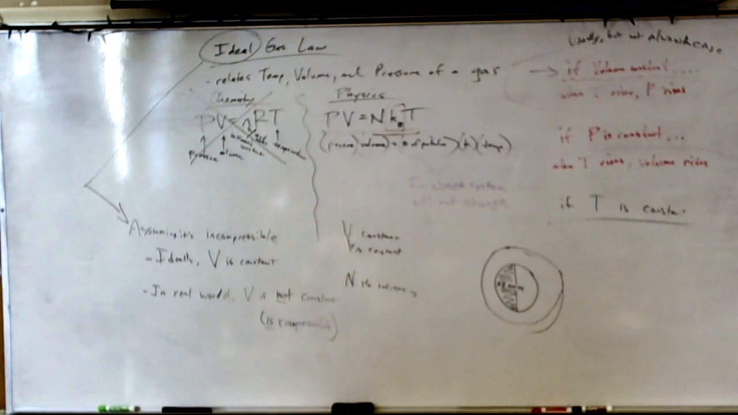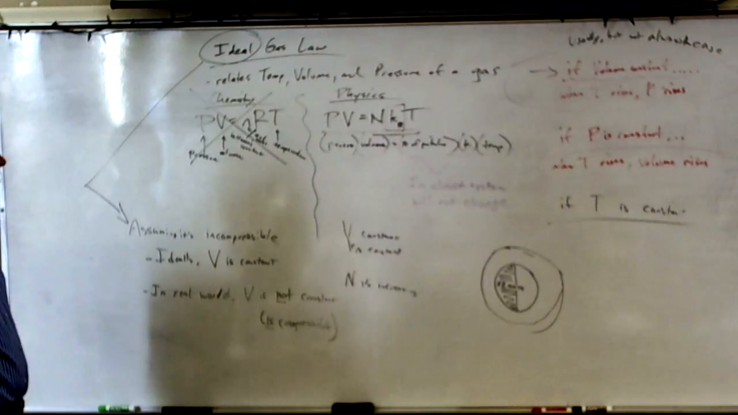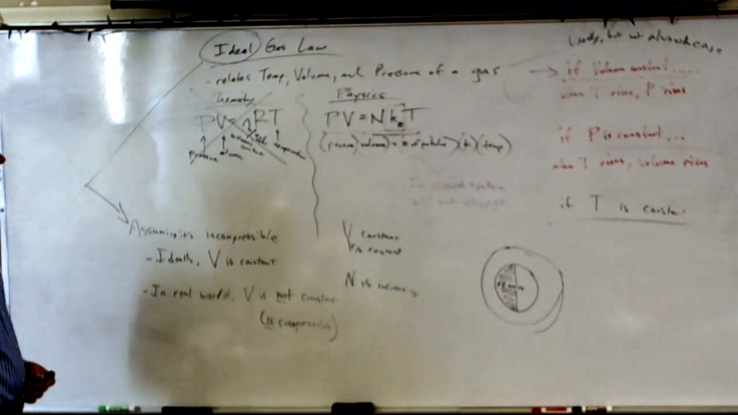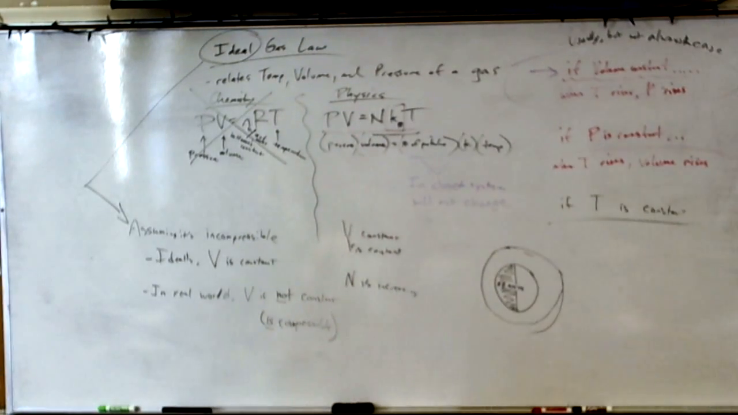But what we're saying though is ideally, or nothing is truly ideal, so really all three of these things can change. They can all change in the same system. I don't think we actually do any equations with this, do we? We'll have to do a couple examples here. Look at the example on page 340.